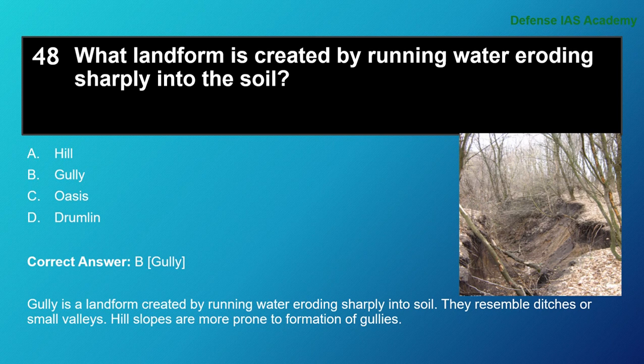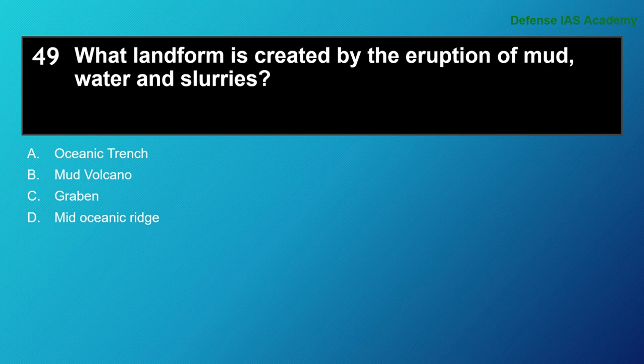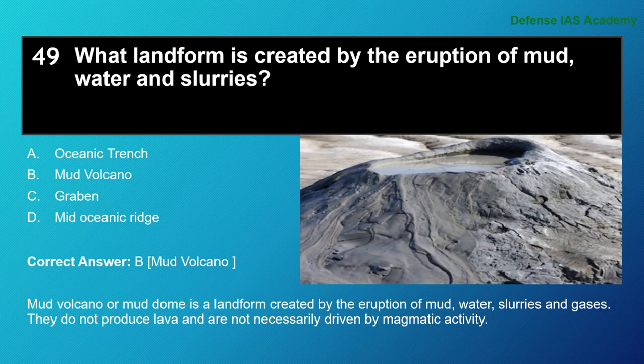Next question, what landform is created by running water eroding sharply into the soil? The answer is option D, gully. It is a landform that is created by running water eroding sharply into soil. They resemble ditches or small valleys. Hill slopes are more prone to formation of gullies. Next question, what landform is created by the eruption of mud, water and slurries? The answer is option B, mud volcano.